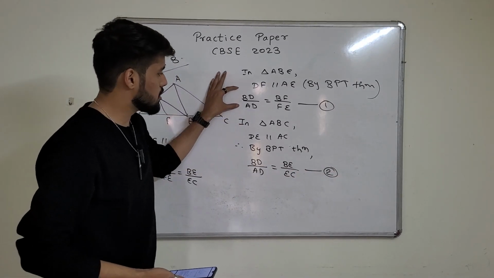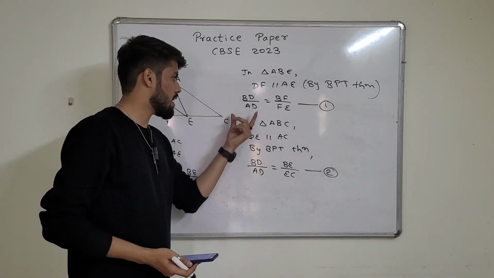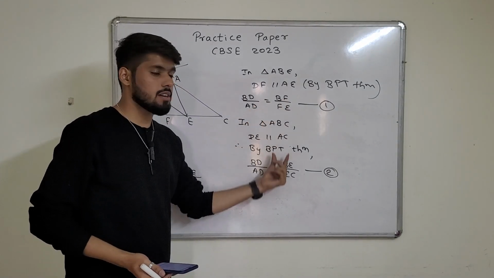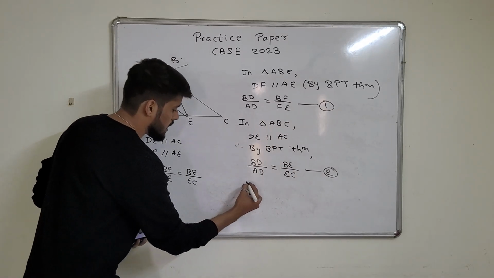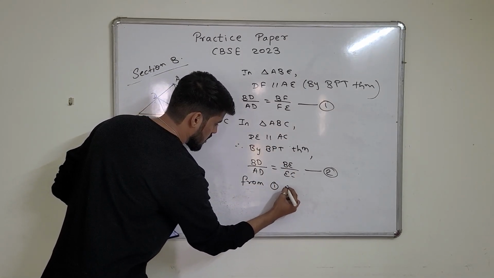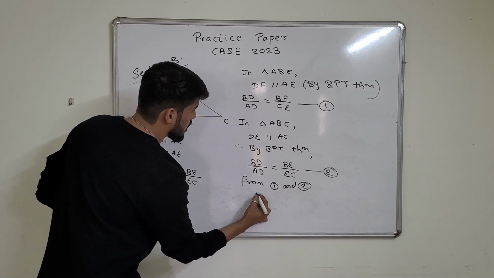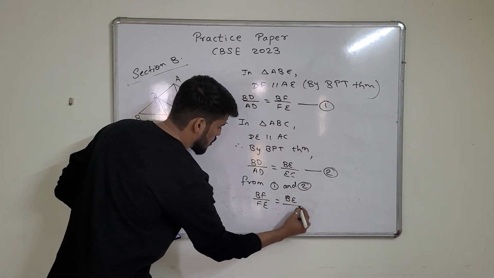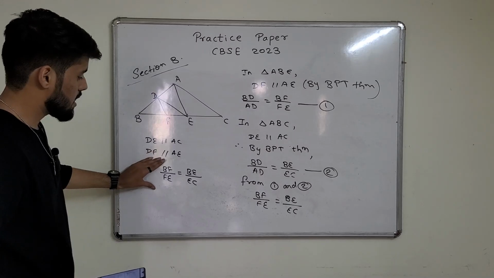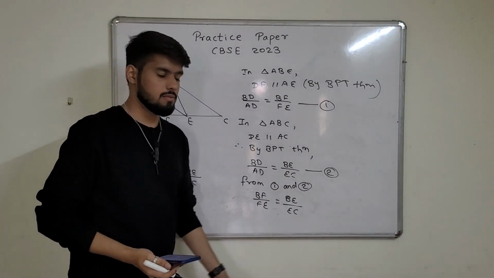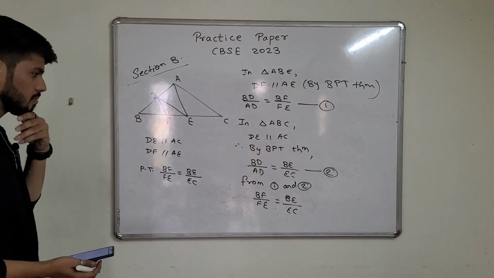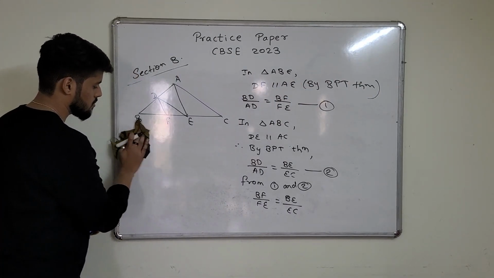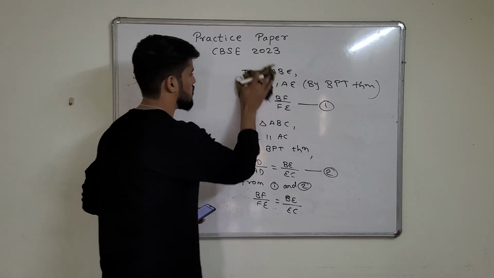If you look carefully at equation 1 and equation 2, the LHS, one side of the equation, is the same. If one side of the equation is the same, we can equate the other side. So therefore from equations 1 and 2 we can write BF upon FE equals BE upon EC. That's it, and this is what we had to prove, hence proved. Let's go to the next question. This was the 25th question.